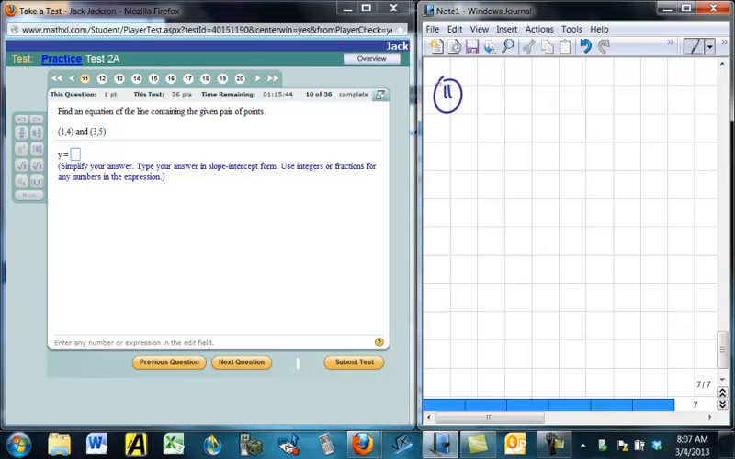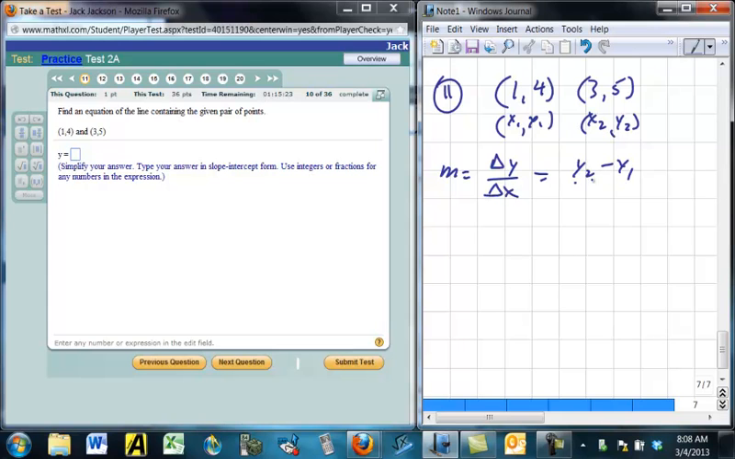Alright, number 11. Find the equation of a line through 2 points. Okay, these are all little variations of the theme here. Well, here's x1, y1, and let's call this point 2, so that would be x2, y2. First thing we want to do is find the slope, which is delta y over delta x, or y2 minus y1 over x2 minus x1.